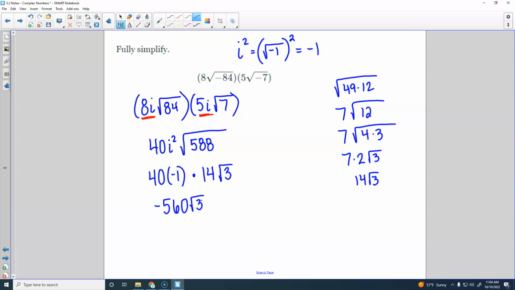And you will be allowed to use your calculator on this because you're going to run into some numbers that are kind of large like this that are going to be hard for us to do without a calculator. Now, let me show you why you must pull the i's out first.